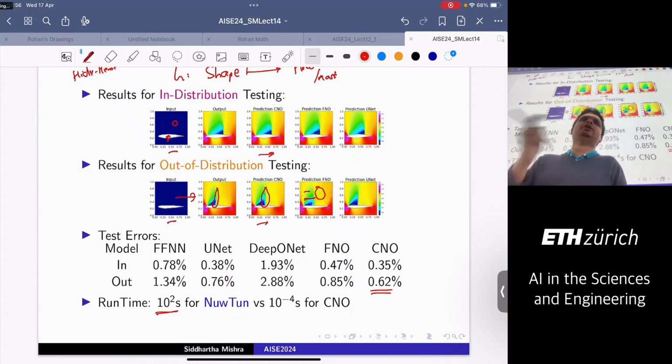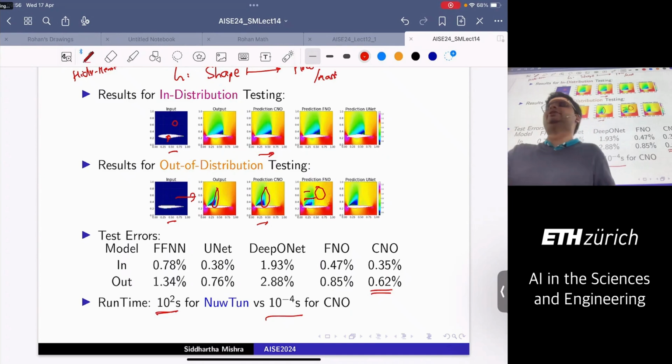faster. So if you wanted to do airfoil design as before, and you needed 1,000 iterations, this would take me 1,000 times 100 seconds, which is a lot of time. This will take me 1 second. So this is less than 1 second. It takes time, of course, to set things up.